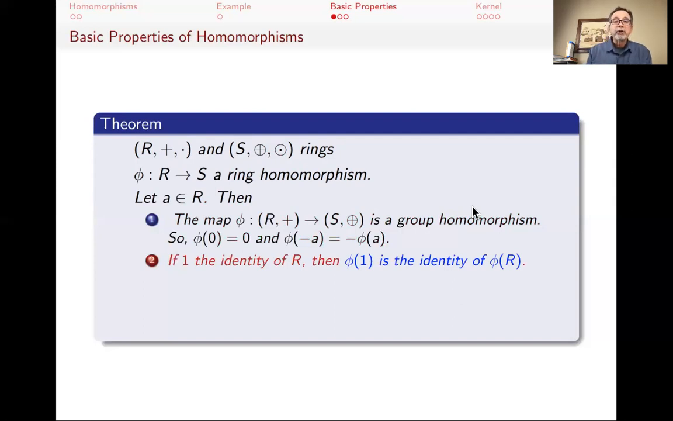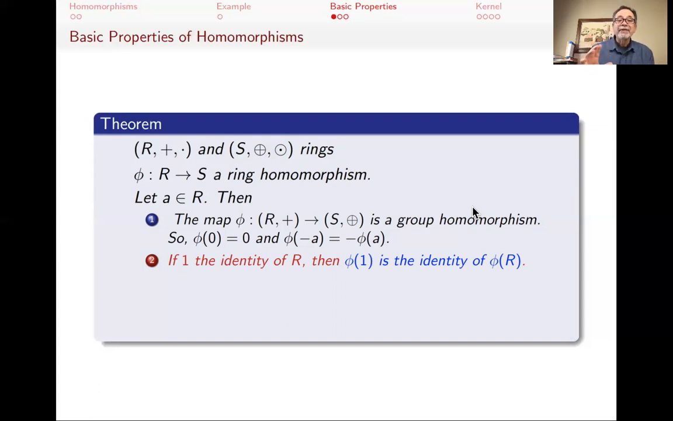Now, for multiplication though, R may or may not have an identity, but if it does, if one is the identity, then you suspect that phi of one can't just be anything. And phi of one is the identity, not of S, but of phi of R, the image. This is a subtle point that needs a little bit of emphasis: phi of one is going to be the identity of phi of R.